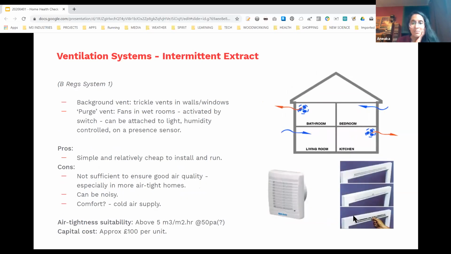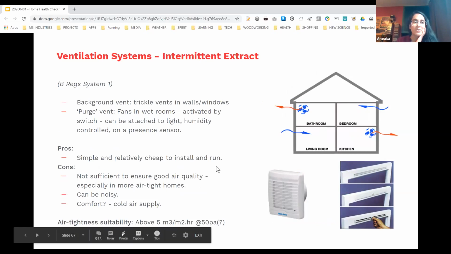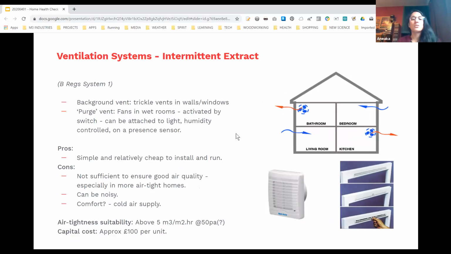So this is probably a fairly common system, intermittent extract. What this means is that your background ventilation is through trickle vents that might be in your walls or in your windows. And then the purge vent is where you have a fan in your bathroom or your kitchen, which are activated just by a switch. So when you switch the light on, the fan goes on. Or they might be humidity controlled, so they're off, and then when they sense humidity, they boost up.